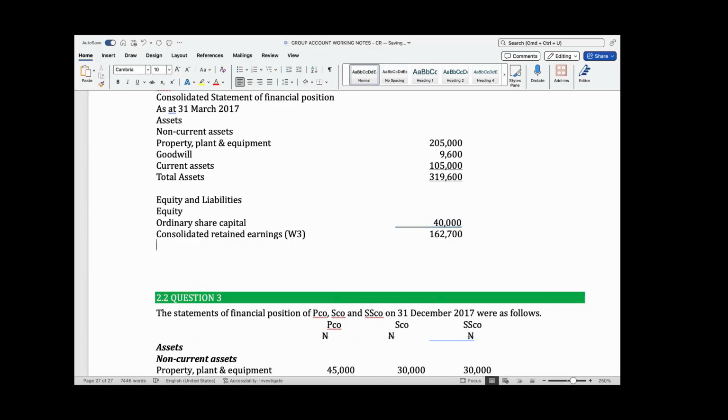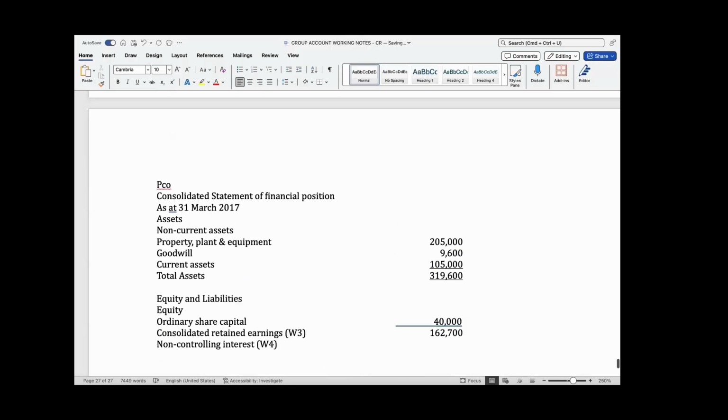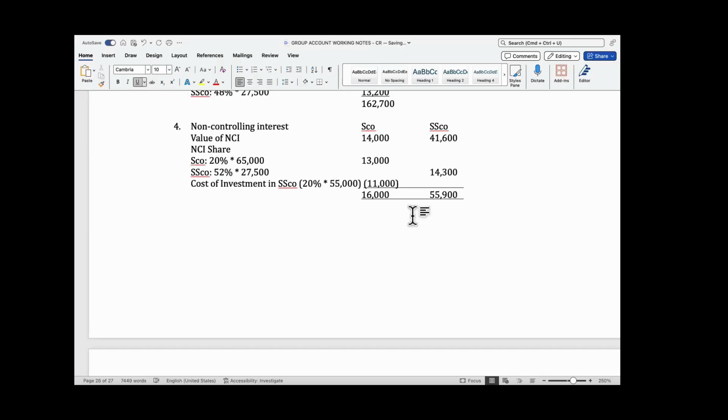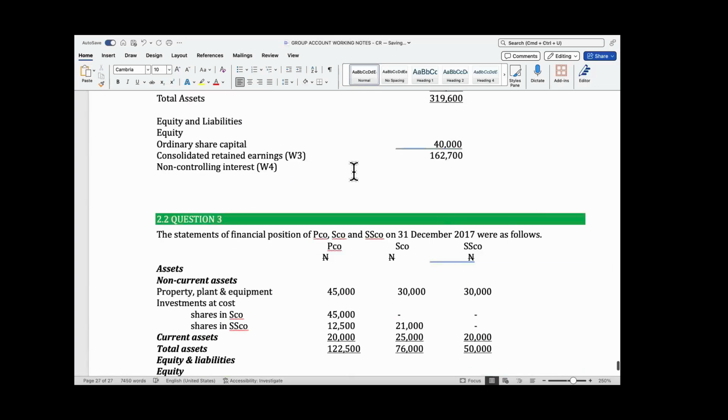Don't let us forget the consolidated non-controlling interest, NCI, which is working 4. How much was that? We didn't add the two together. What's the addition of the two? 71,900.